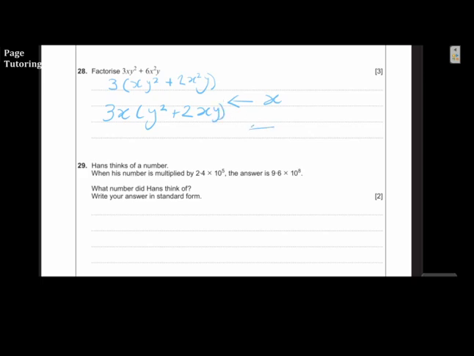So now we're going to take out the y terms. So we have y squared and we have 2xy. Both of them have y in it. And we're going to divide by just y, because that term on the right only has one y. 2x, y there, and 3x, y. At that point, we have fully factorized.